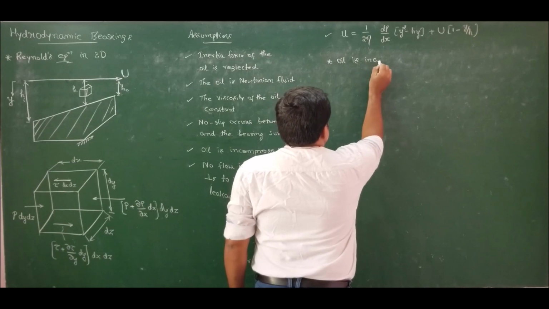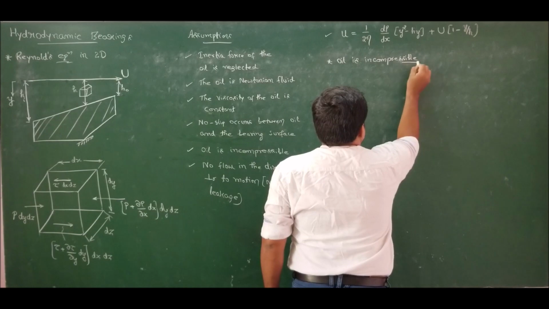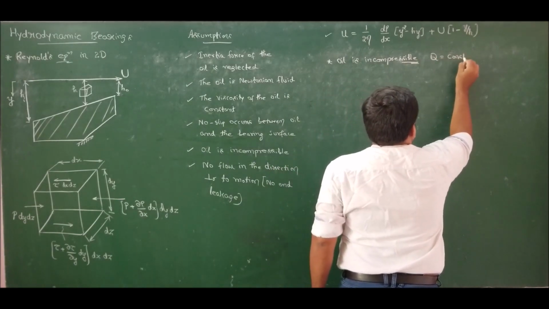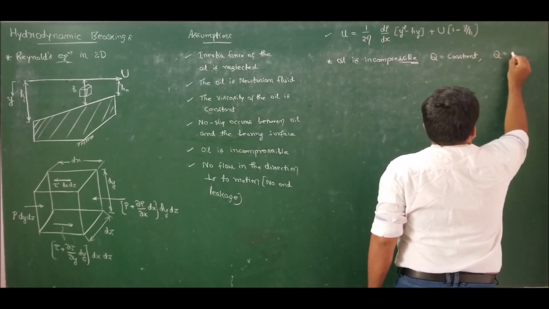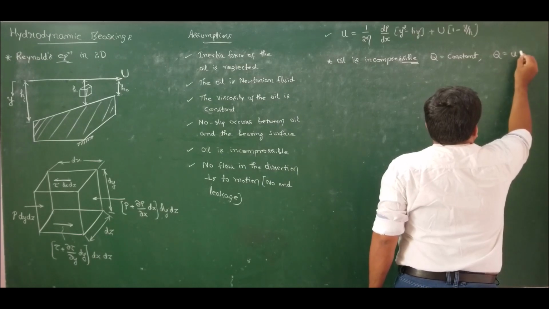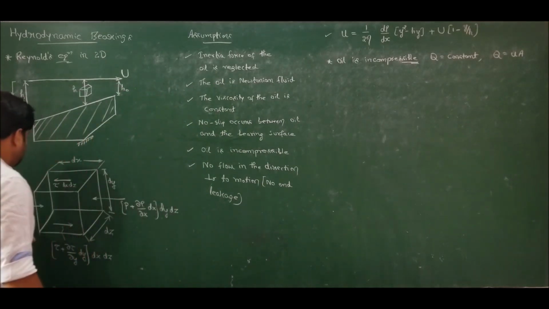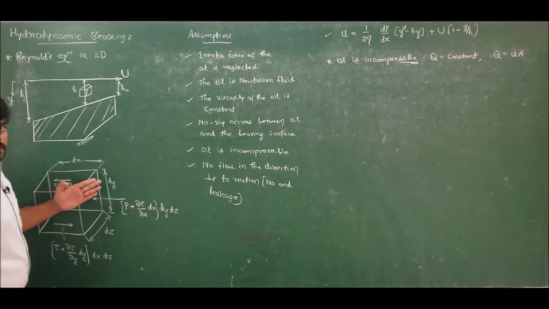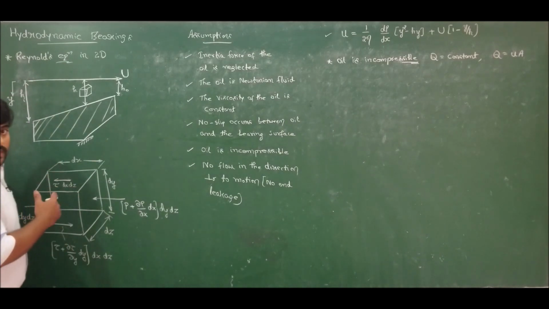So next, if I take oil is incompressible, that is volume flow rate is constant. What is the formula for volume flow rate? Volume flow rate is velocity times the area. Let us consider u is the fluid velocity in x direction, v is the fluid velocity in y direction, and w is the fluid velocity in z direction. u, v and w, right?